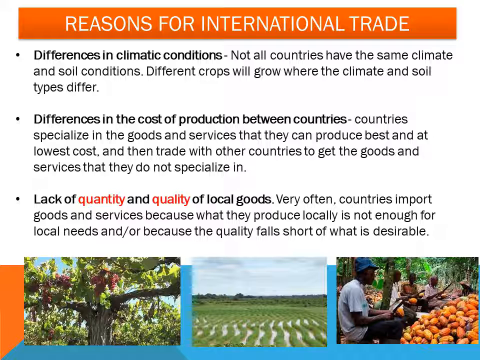Then we have differences in the cost of production. We talked already about how efficient it is to produce within a country certain types of goods and who has absolute advantage over the other. So countries will look at that difference and see whether or not they should produce or trade. Lack of quantity and quality of local goods. So if we don't have the quality, then we have to trade with other countries to get that quality or quantity that we need.